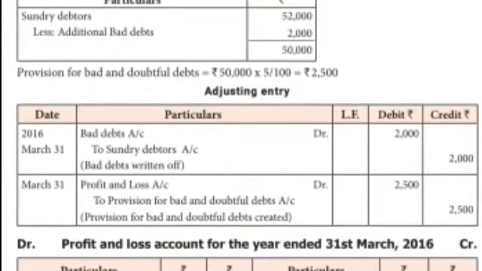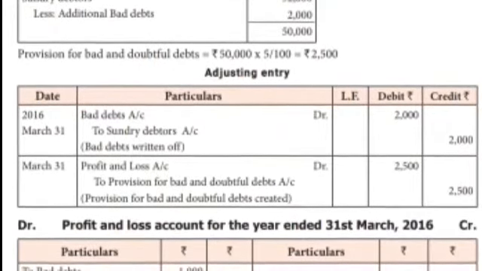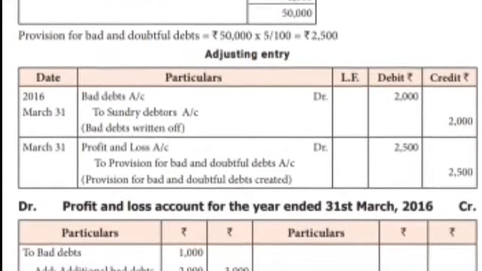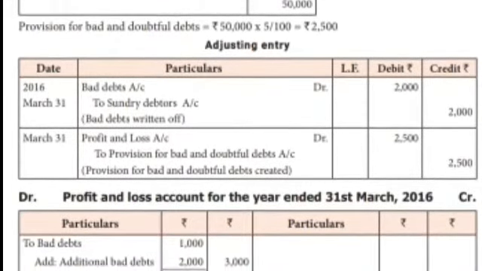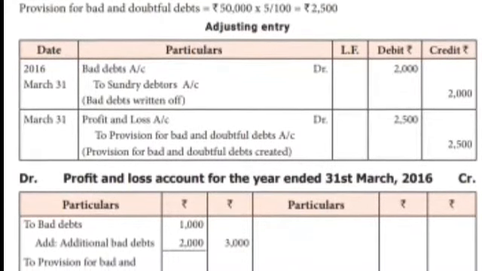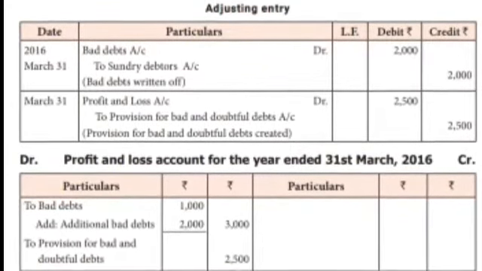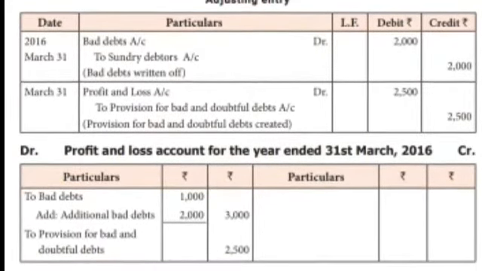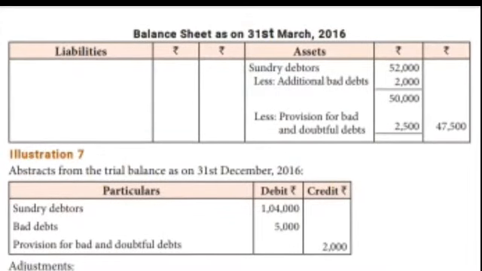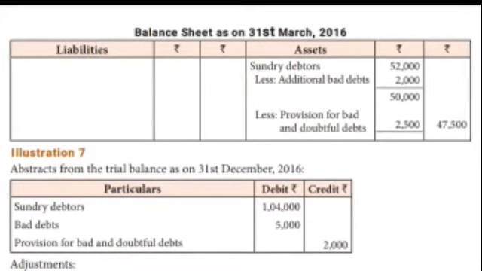What are the adjusting entries? Bad debts account debit to sundry debtors 2,000, and P&L account debit to provision 2,500. So bad debts are always debit, provision for bad debts is always credit. In the P&L account we apply bad debts 1,000 and additional bad debts 2,000, and provision for bad and doubtful debts 2,500. How is it shown in the balance sheet? Sundry debtors 52,000 minus additional bad debts minus provision for bad and doubtful debts, children.